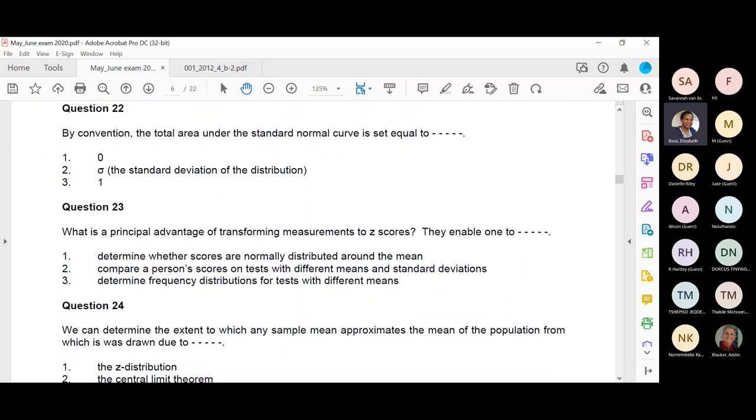Question 22. By convention, the total area under the standard normal curve is set to equal to. What they are asking you, the total area is your probability. What is the area underneath the curve? If I divide this curve into two halves, this side has 0.5 and this side has 0.5. So what will be the total area of this curve? One. Underneath the curve, number one. Yes, it will be one.